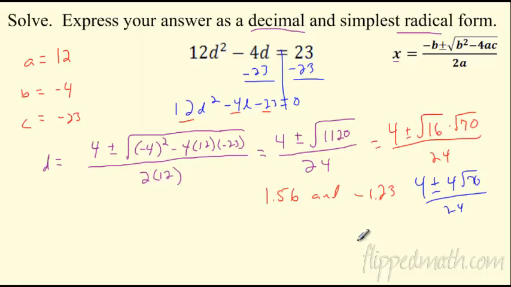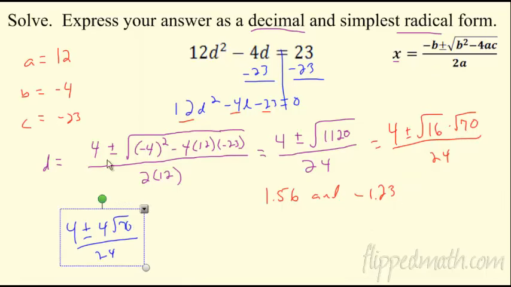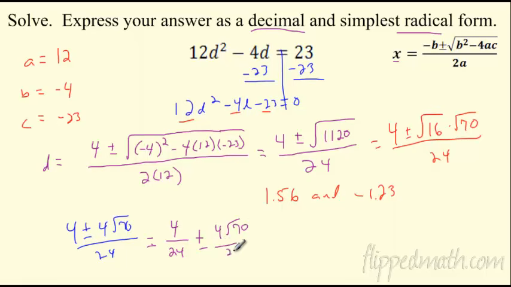And now I'm going to split this fraction up. Can I slide this over here? I'm kind of running out of room. I'm going to bring it all the way over here so we can really break this down nicely. This equals 4 over 24 plus or minus 4 radical 70 over 24. And then hopefully something cancels. 4 goes into this 6 times, and 4 goes into this 6 times. So I'm looking at 1/6 plus or minus radical 70 over 6.